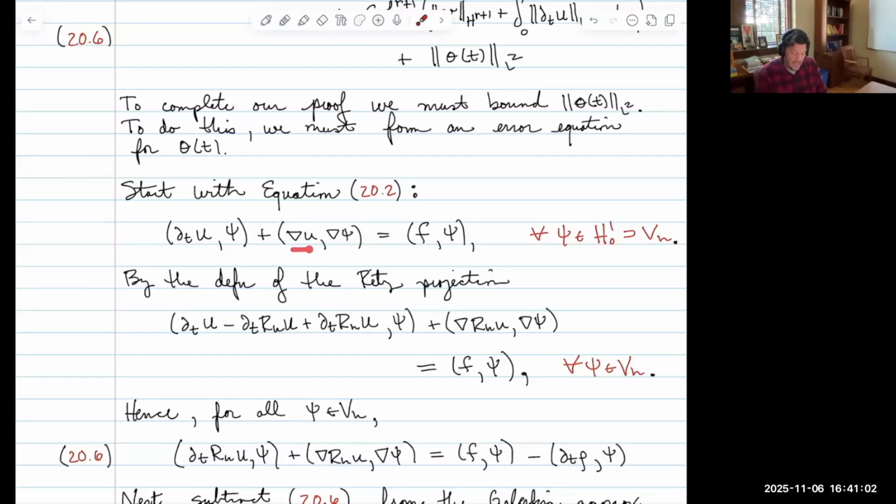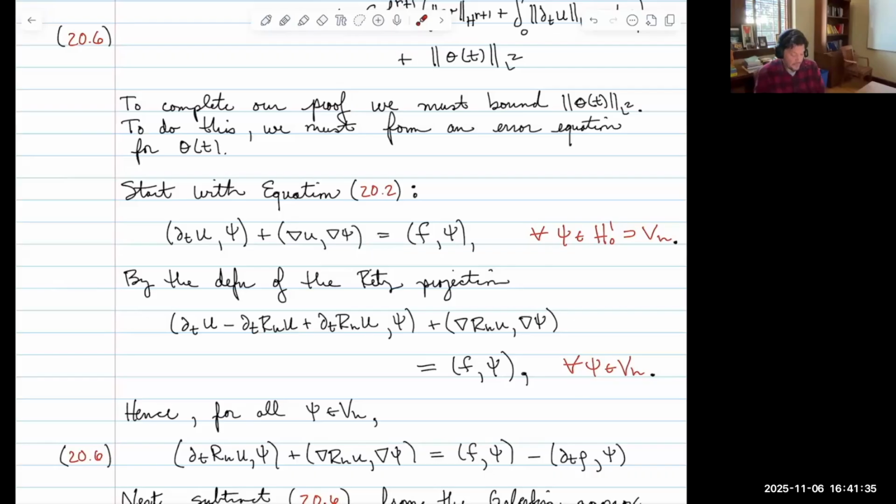When I do that, I can use my definition of the Ritz projection and replace this object with, remember, this is just the A bilinear form of u and psi. Once I restrict this to the subspace, I can replace this object here with exactly that. So that's what I've done. I've used the fact that this holds true for everything in H^1_0 and the fact that V_h is a subspace of H^1_0 to get to here.